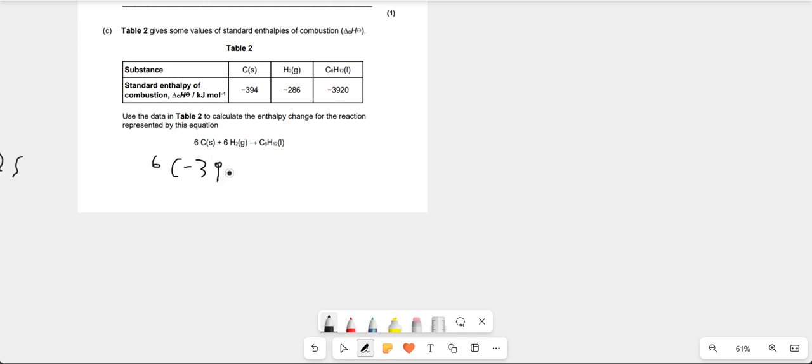So 6 times that carbon, it's 394, plus 6 times minus 286. And then going to the right, I'm forming the C6H12 here. If I'm forming it, this is the combustion of that, so I need to flip the sign, go the opposite way here. So that'll be 3920, and that's just going to create minus 160. So that's the final answer.